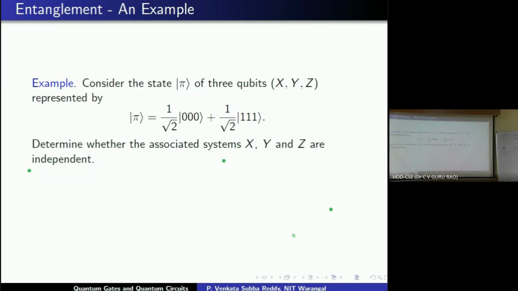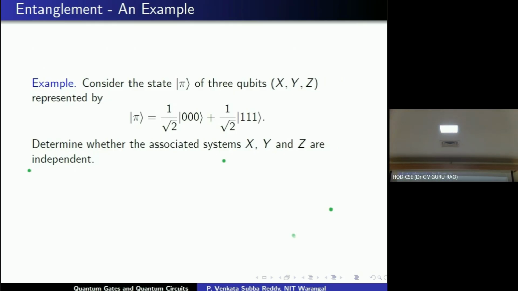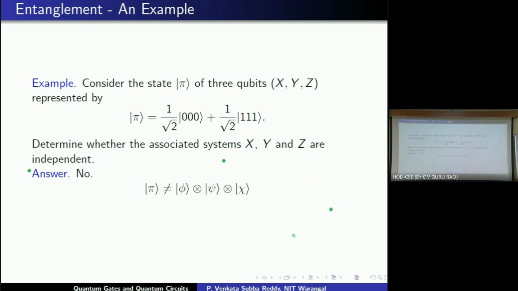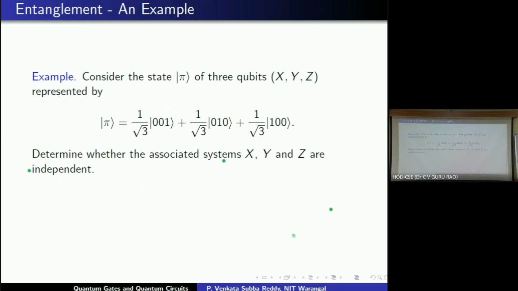The moment I say entanglement, are they independent or not independent? Not independent. They share some kind of relations. Okay. This is also for 3 qubits. This also you can show that it is entangled. It is not possible to write it as tensor product of 3 systems' states. And this also, 0, 1, 0. This also not possible.